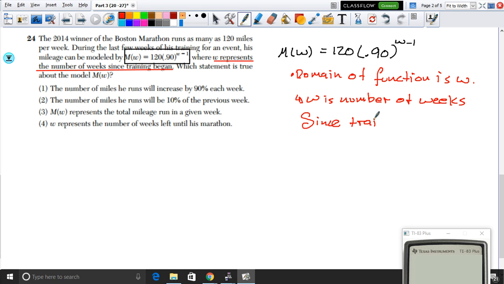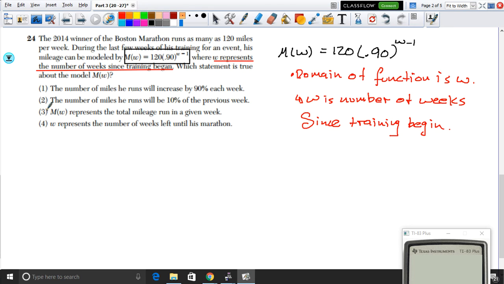Since the training began. All right, so that means that this function is in terms of weeks. This function is going to give you how many miles you have run given a certain week.